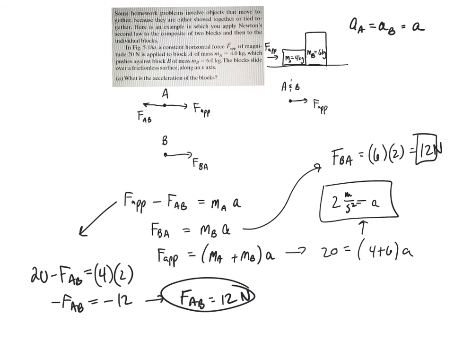Right. But block B does feel it intrinsically because it's a system there. And that's where the internal force transmits it. That's why FBA and FAB are in the problem. Because that FAB and FBA is physically the way for the first block to push the second block along. And we're going to do the same thing with ropes, okay, with cords, with tension.